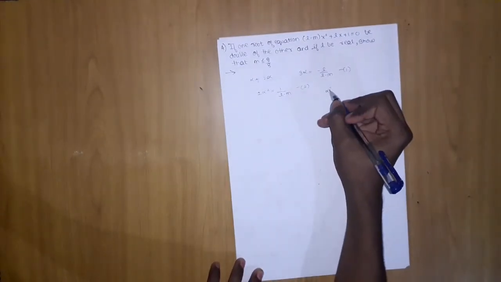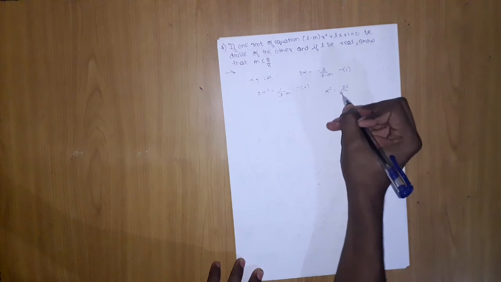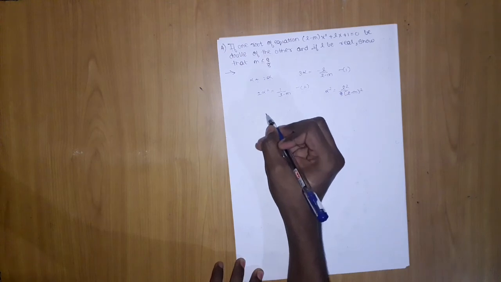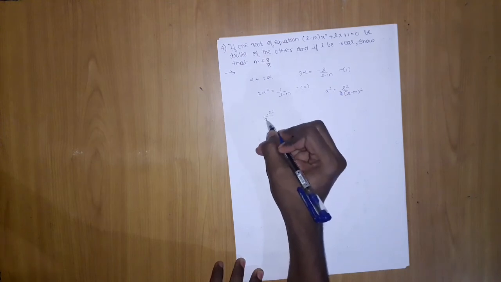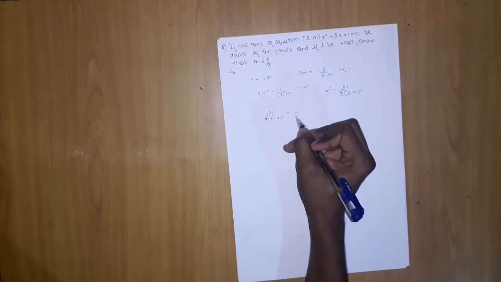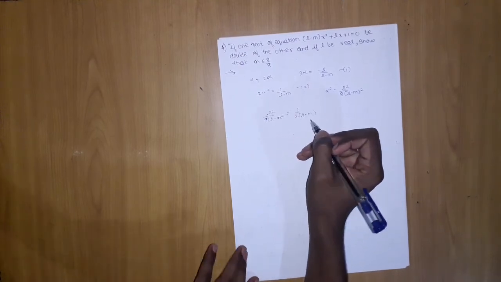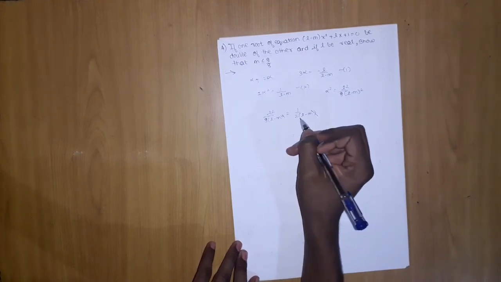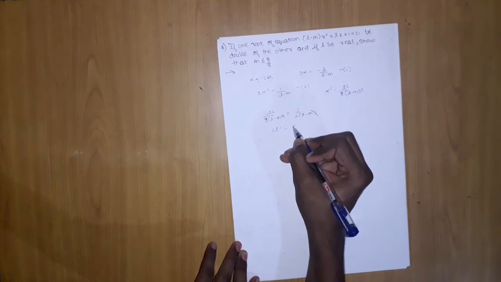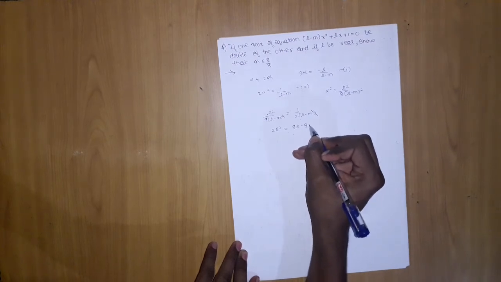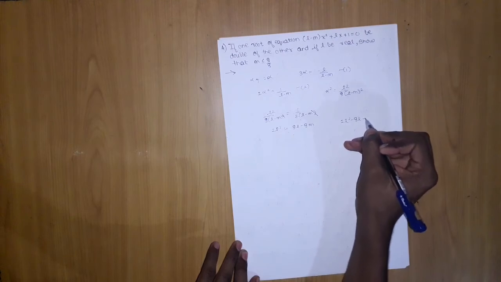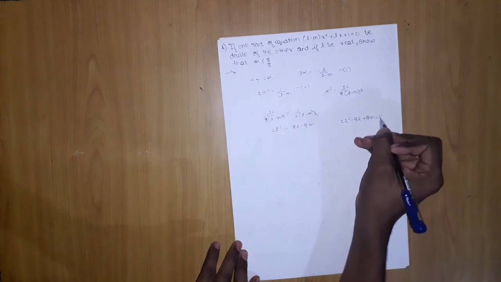If I square it, it will become L square upon 9 into L minus m the whole square. Now let's equate it. So L square upon 9 into L minus m the whole square should be equal to 1 upon 2 into L minus m. Okay, so this will cancel out with this. So 2L square will be equal to 9L minus 9m, and we will get 2L square minus 9L plus 9m equal to 0.